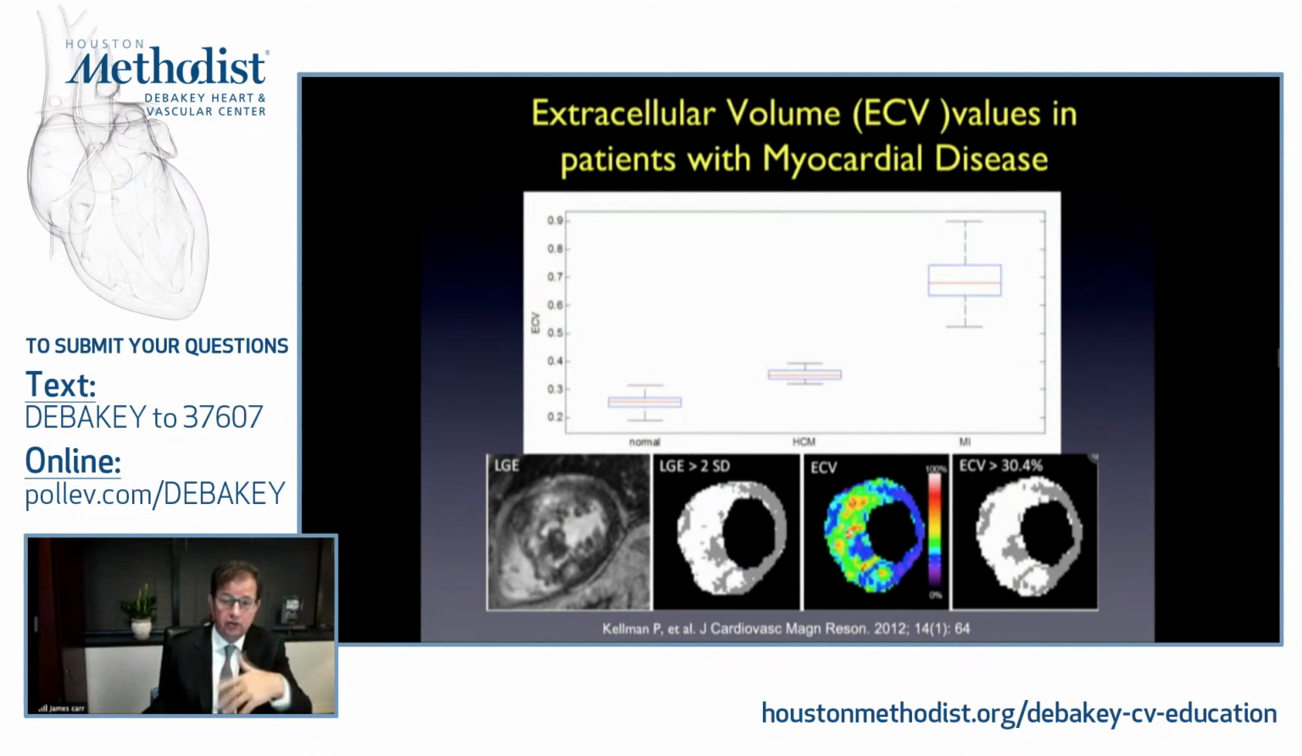As you know, increased fibrosis or ECV numbers in hypertrophic cardiomyopathy are associated with worse prognosis over time. Also, clinically, we use ECV on a day-to-day basis for diagnosing amyloid, for example. So you get very high ECV values in amyloid, which can be diagnostic even in the absence of late gadolinium enhancement.